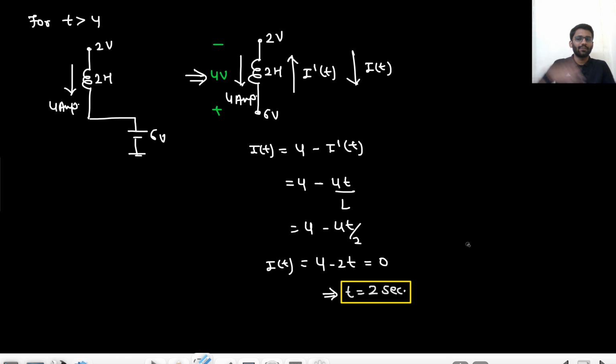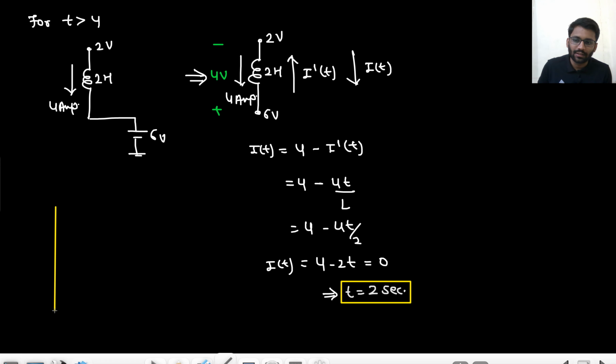Right? What did you see? First you see that there is 4 ampere current that is set up. Now there is opposite voltage applied that will reduce the current. How will it reduce the current? In the negative direction. So 4 ampere is already there, and this will reduce the current 4t by L. So this is the current. Okay, so this is how it will go.